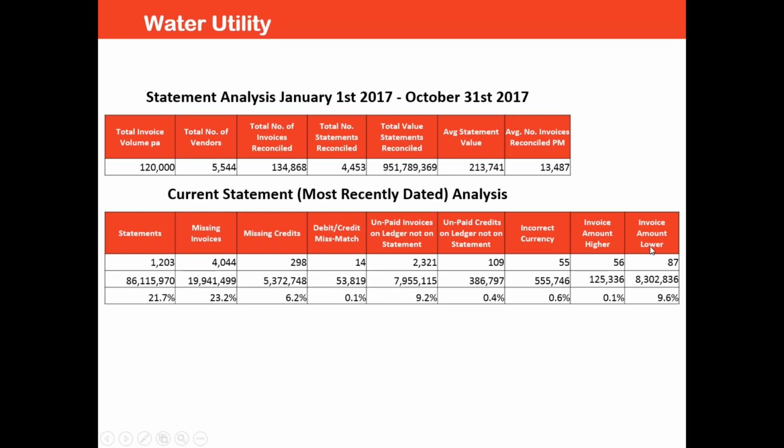And then the interesting one on here is right at the end. Invoice amount lower. So they've got invoices on their ERP system which are at a lower amount than what the supplier's saying. And that's 10% of the outstanding invoice statement value, or £8 million, which is quite a high number.